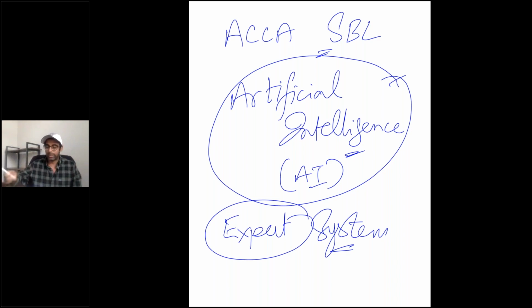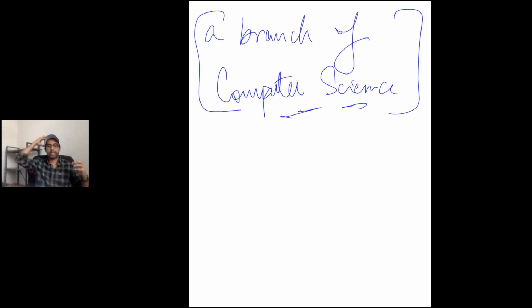So what is actually AI, artificial intelligence, if we just ignore this expert system? This is actually a branch of computer science. Obviously, your own intelligence as a human, you are providing to the machine, to something which is not a living thing like you and me. So it means you are giving your own intelligence.